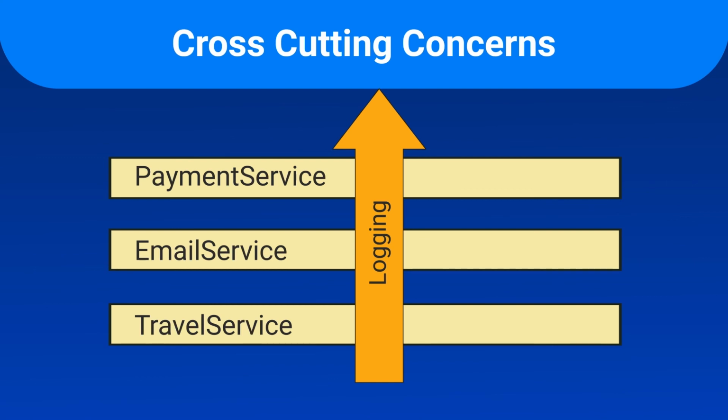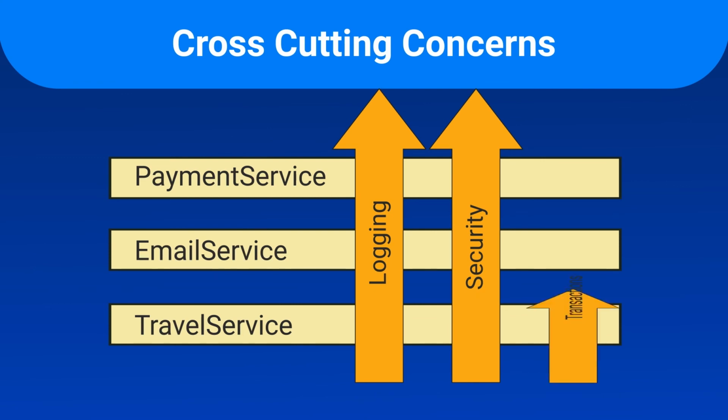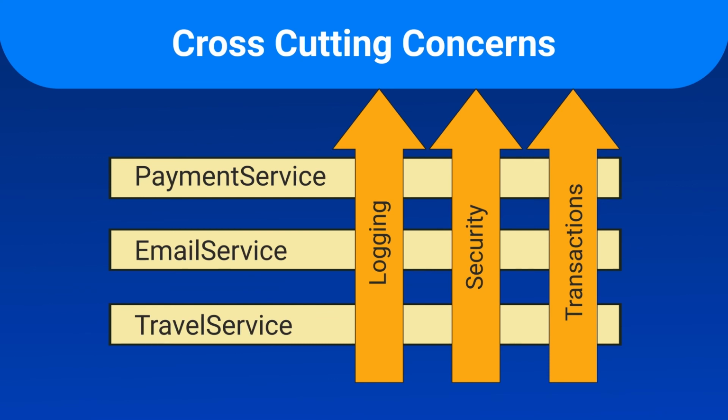Now, I use logging as an example, but there are other scenarios such as security. Code that's responsible for security could be used in multiple services. So security itself could be a cross-cutting concern, as well as transactions. So we're going to go ahead and use AOP in a way that will help us eliminate these cross-cutting concerns with a simplified example focusing strictly on the payment service.